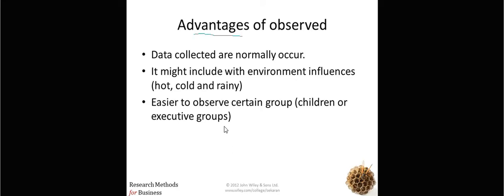Its advantage: we collect the data that normally occurs. It happens normally, it happens with reality. So that is our data. Another one is the environment. Maybe some decision about the environment. So we understand whether the environment is hot, cool or rainy. Why can we know? Because we sit at that place together.